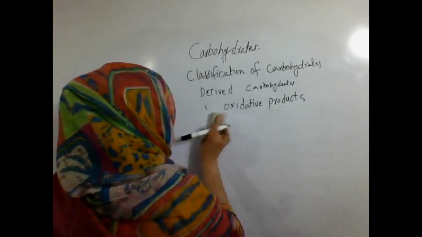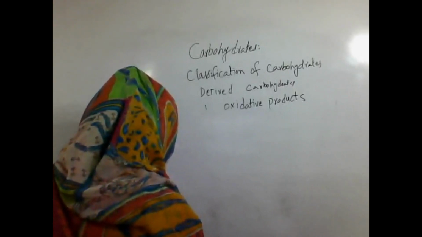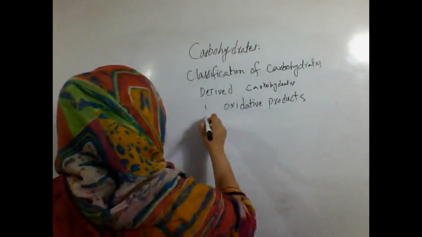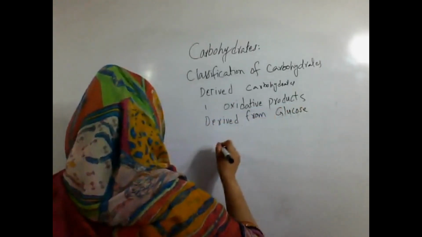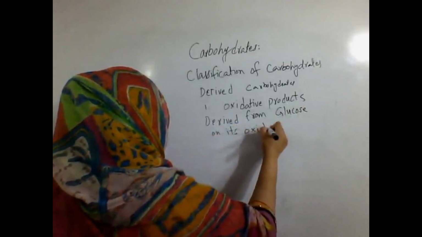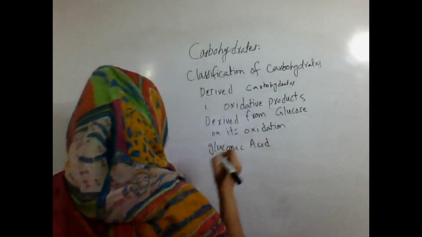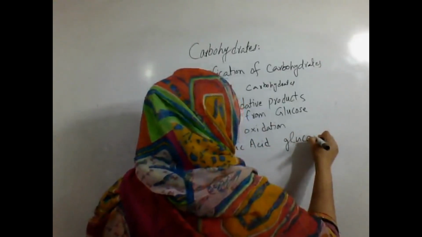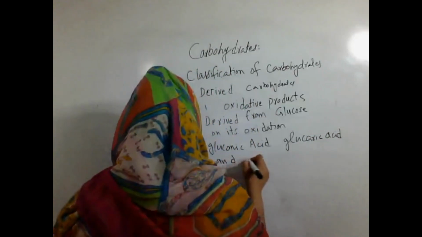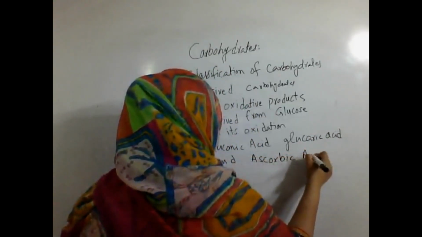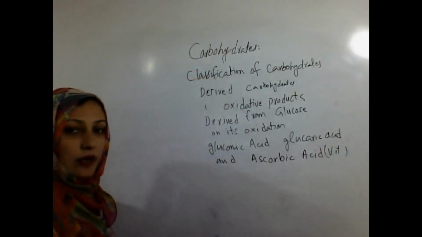We go one by one. Oxidation products are derived, for example, from glucose on its oxidation. The products formed are gluconic acid, glucuronic acid, and ascorbic acid, vitamin C. These are the oxidative products of glucose.